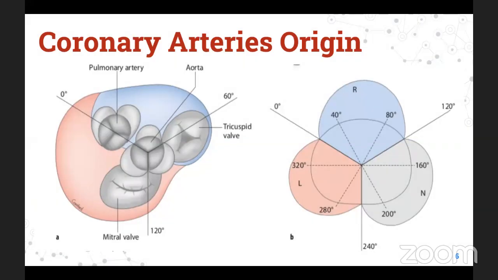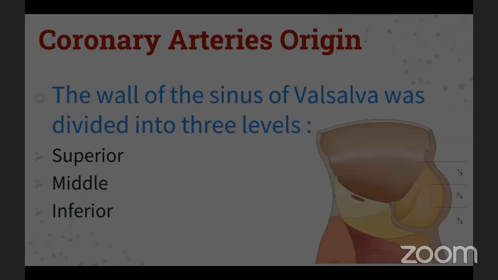And if we divide these sinuses by angles, from 0 to 120 degrees is the right coronary sinus, from 120 to 240 is the non-coronary sinus, and from 240 to 360 is the left coronary sinus. And usually the coronaries originate in the middle of these angles.